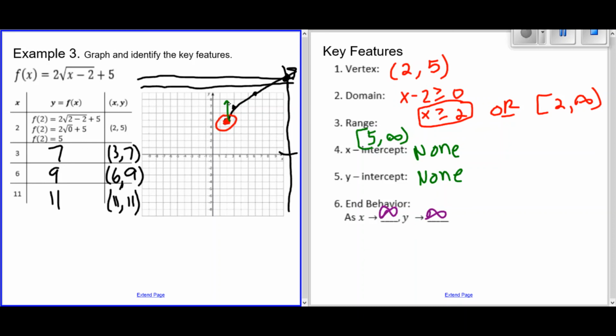The x-intercept and y-intercept, this graph never touches either of those. Here's my x-axis. Here's my y-axis. My graph never touches either of those. So there is no x-intercept or y-intercept. And then end behavior as x approaches infinity. Meaning as my x's get larger, this arrow on my graph goes up. So this would be y goes to positive infinity. And so that's the solution for number 3.